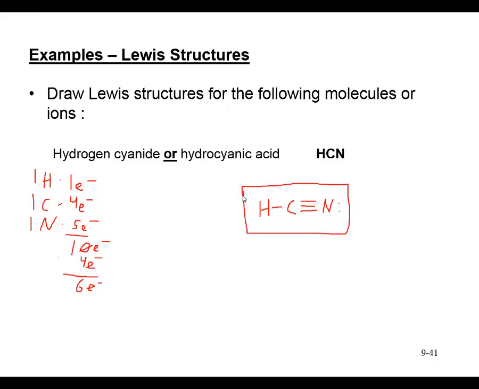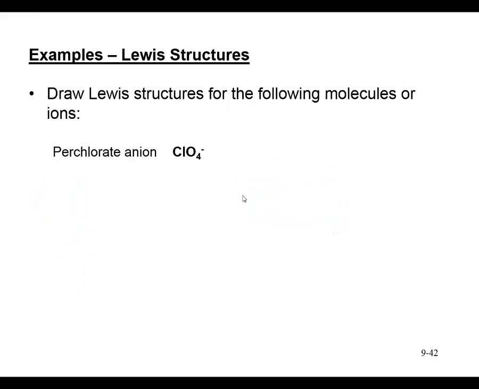Okay. Let's consider some polyatomic ions for our last examples in this video. So let's look at the perchlorate anion. The perchlorate ion has a -1 charge. Now that's going to be important when we draw its Lewis structure. We're going to have to correct for that negative charge, that extra electron that we had gained. But first of all, let's go ahead and draw our Lewis structure.